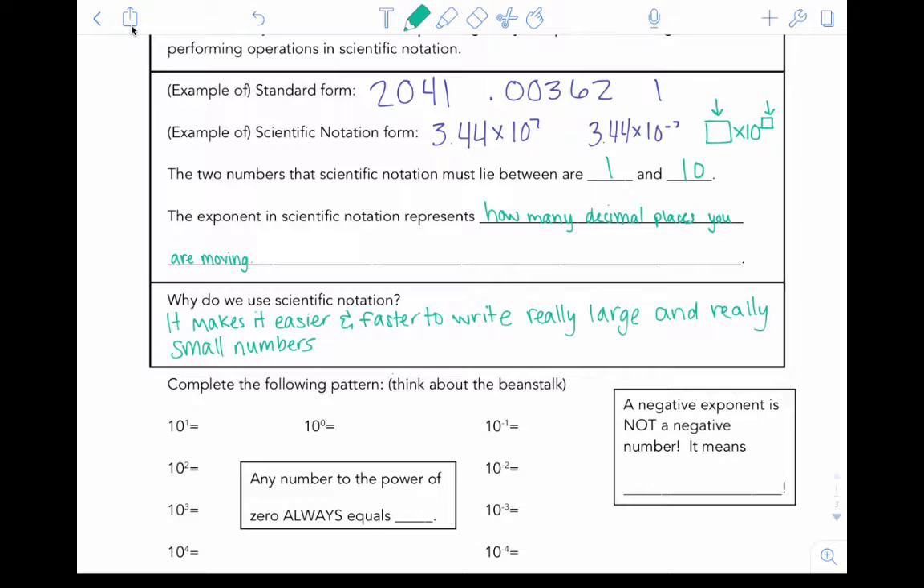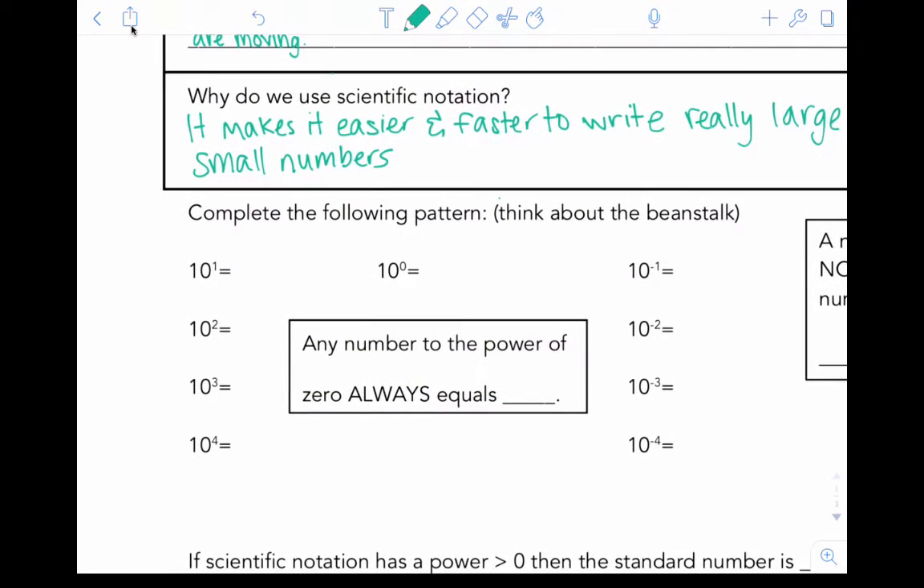So to get us into this mindset, let's go ahead and fill out this pattern. Okay, if you need a little bit more help thinking about what these equal, think back to the beanstalk, the second half of the plant activity that we did, when you had 10 as your base and you were raising it to a power. Okay, 10 to the first is 10, 10 to the second is 100, 10 to the third is 1,000, 10 to the fourth is 10,000. The number of zeros is just what the exponent is. The exponent's 4, so this number has 4 zeros.